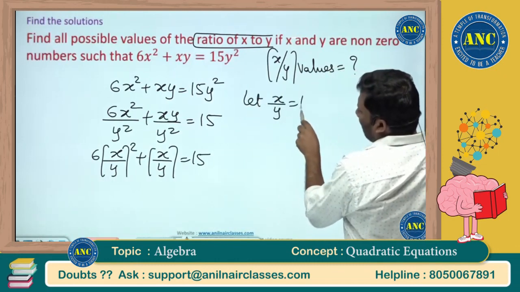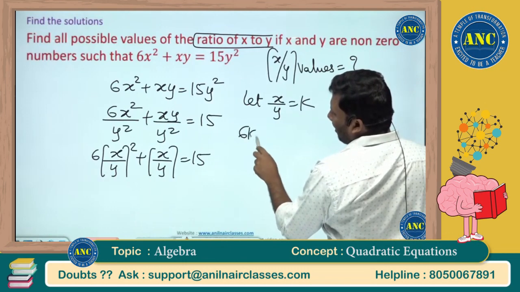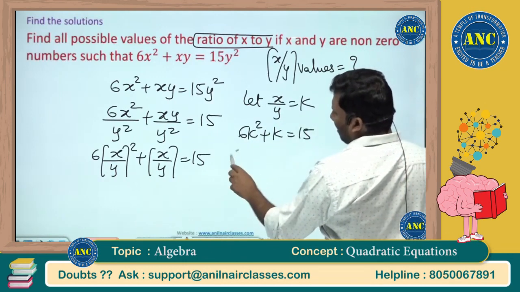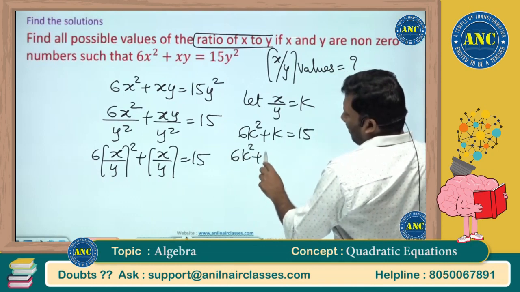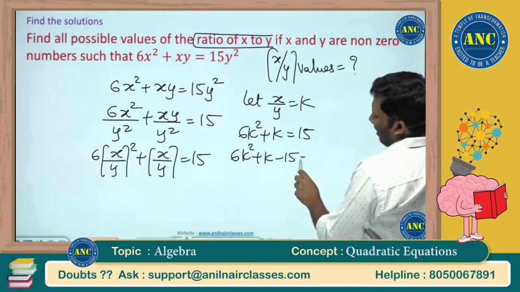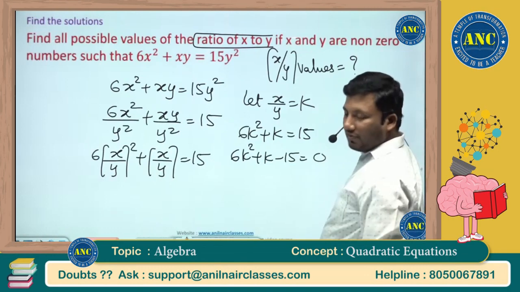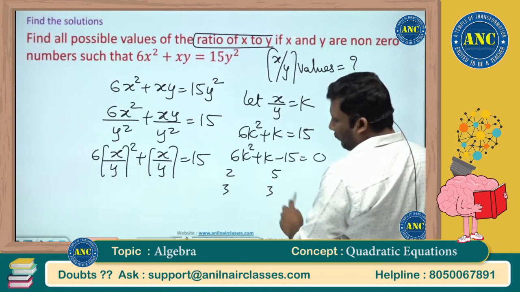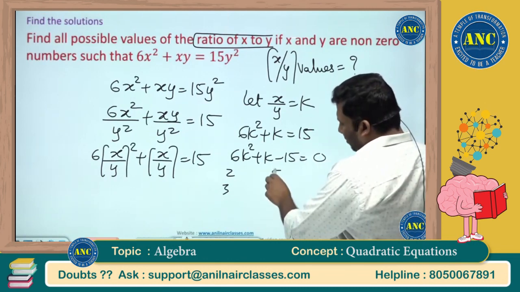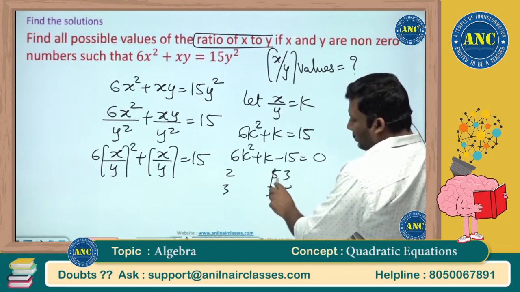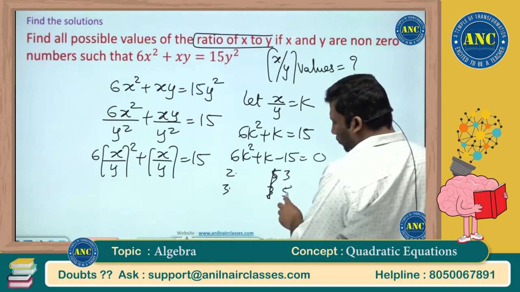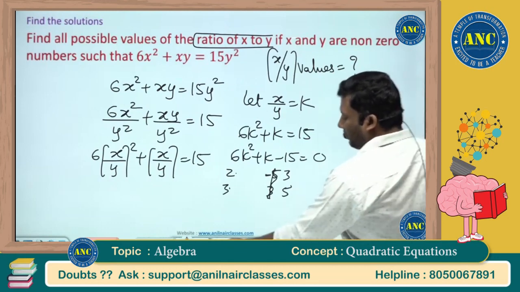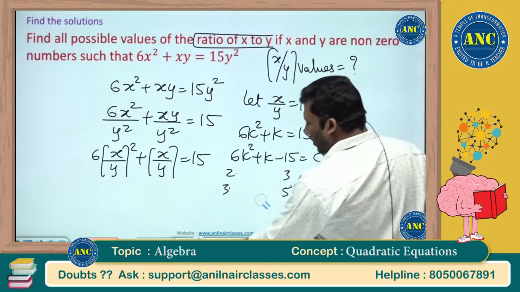If x by y is equivalent to k, this will become 6k square plus k equivalent to 15. So 6k square plus k minus 15 equivalent to 0. Minus 15 it is equivalent. 2 3s are 6. 5 3s are 15. I will do the reverse: 3 3s are 9, 2 5s are 10, it is minus 3 into 5 is minus 15, minus 3 into 5 is minus 15.